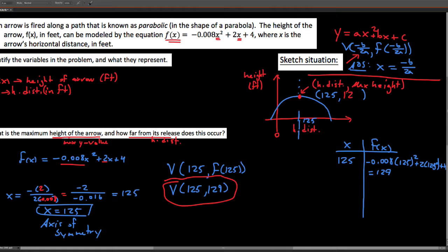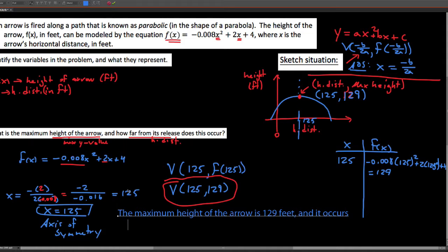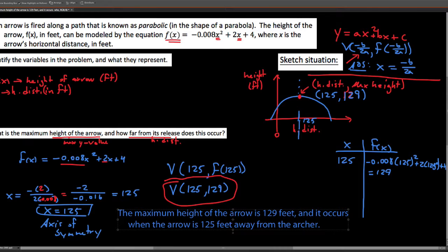If we know that our vertex values are 125 and 129, then what we need to do now is write in a conclusion. That conclusion states what we can conclude from these two vertex values. Knowing that x represents the horizontal distance and y represents the maximum height, we say that the maximum height of the arrow is 129 feet, and it occurs when the arrow is 125 feet away from the archer.